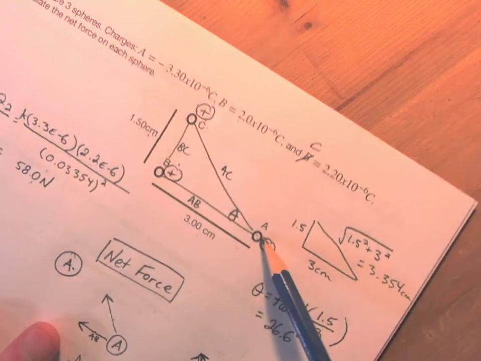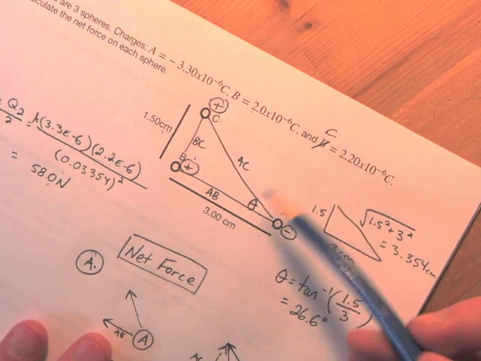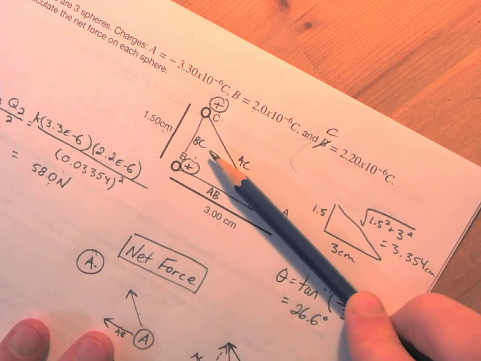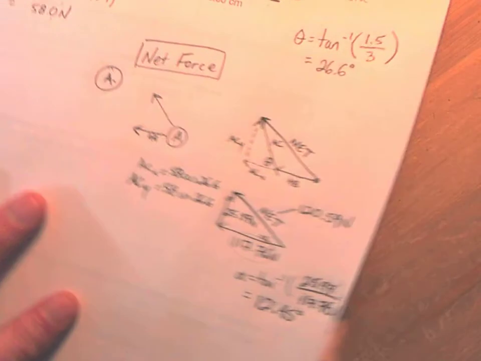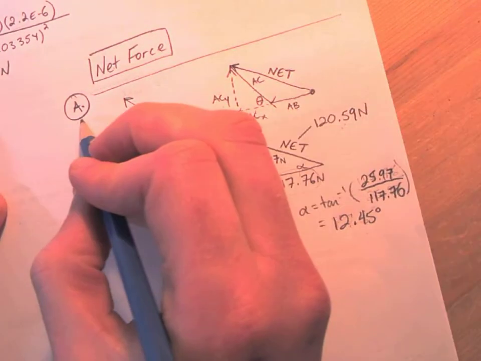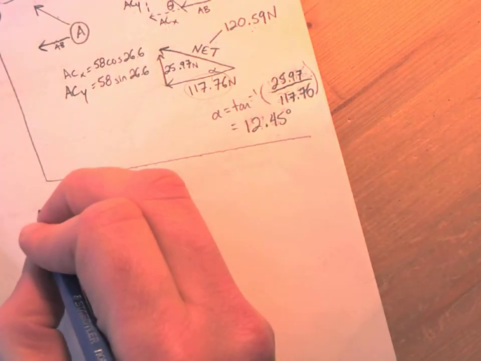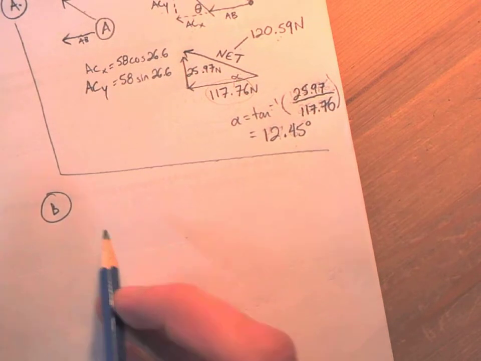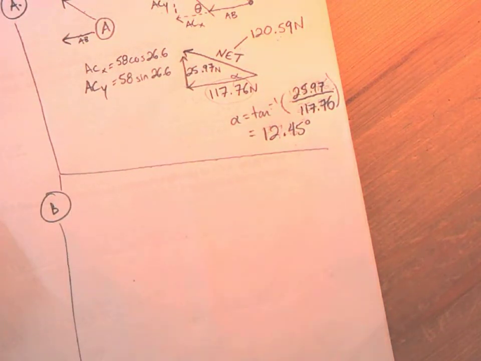So when we look at it, A is going to be pulled at still 120.59 newtons, at 12.45 degrees, kind of in between them. Okay, so that is just looking at A, and that's pretty hefty. So let's look at B now. It should be a much easier one. And then C, I will just leave the answer key up in files, and I won't go over that one.